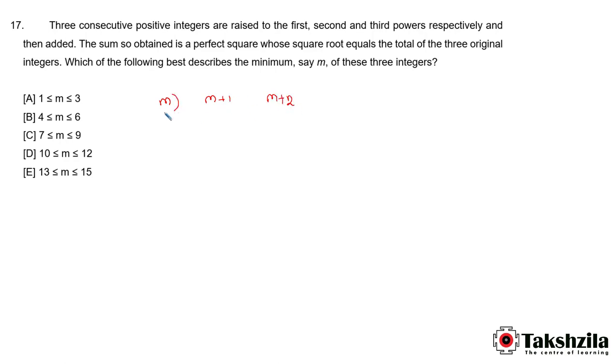So the first number to the power 1, then second number to the power 2 and then third number to the power 3. This addition is going to be a perfect square whose square root is equal to the sum total of the original 3 numbers. The original 3 numbers are m, m plus 1 and m plus 2. It means this total is going to be (3m plus 3) whole square.